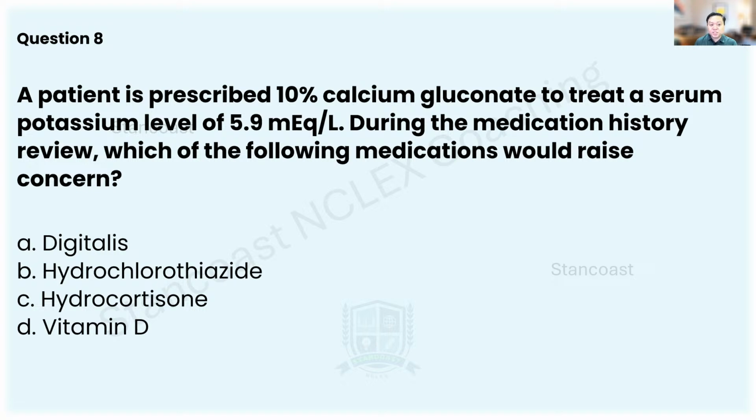Again, your patient is prescribed 10% calcium gluconate to treat a serum potassium level of 5.9 milliequivalents per liter. During the medication history review, which of the following medications would raise concern? Is it A, digitalis? B, hydrochlorothiazide? C, hydrocortisone? D, vitamin D?